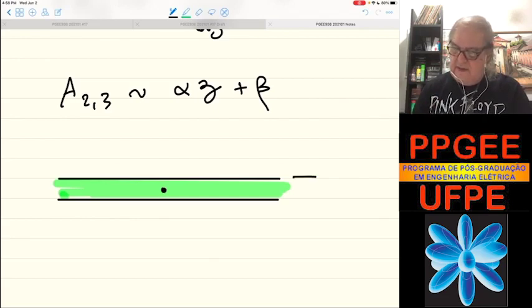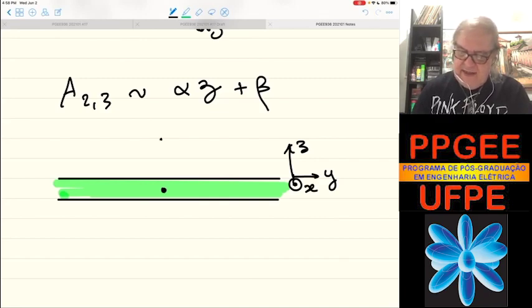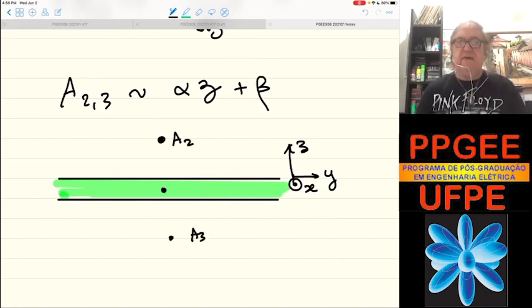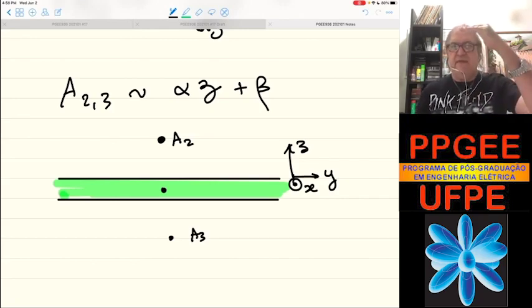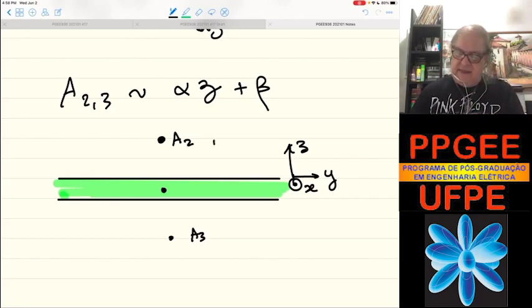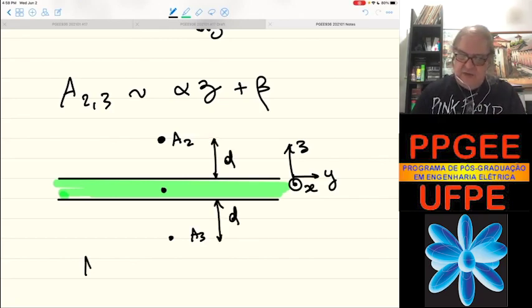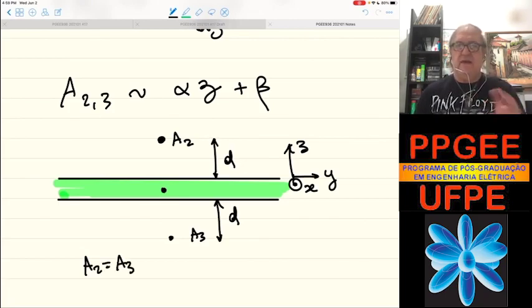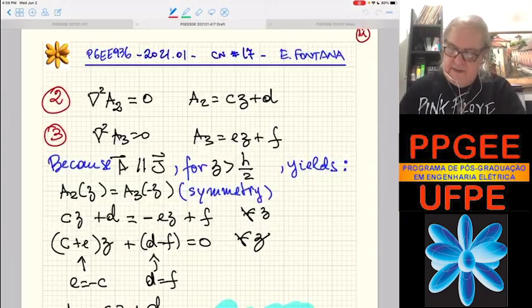So this is Y, Z, and X is coming out of the screen. Here, the field at a certain distance, A2 and A3, are the same magnitude by symmetry, right? Above the region and below at the same distance, A2 equals A3. So we have this property, right?